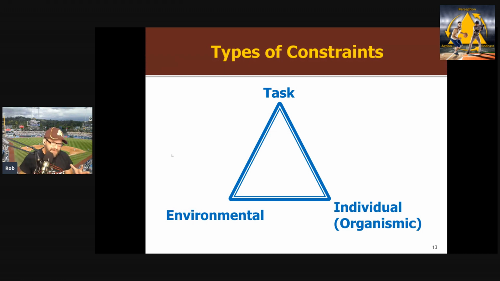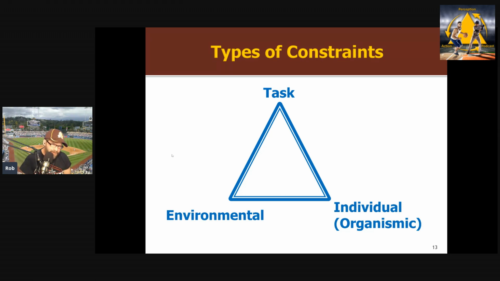So what are the types of constraints? What are the different types in Newell's model, in his triangle? As I mentioned, there's three basic types: task, environmental, and individual, or sometimes people call them organismic. What are these different ones and how do they relate to each other?